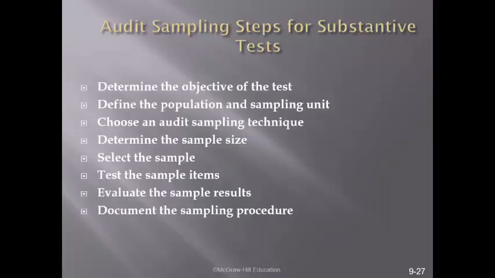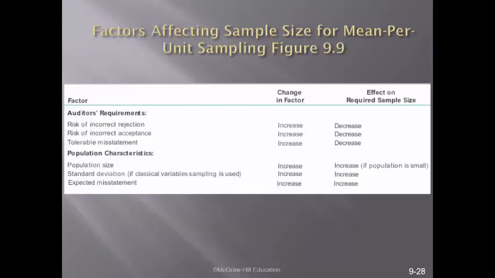The audit sampling plan for substantive tests involves determining the objective of the test, defining the population and sampling unit, and choosing an audit sampling technique. Then the auditor determines the sample size, selects, tests, and evaluates the sample results, and last, the auditor should document the sampling procedure. This slide illustrates the factors that affect sample size for substantive procedures.